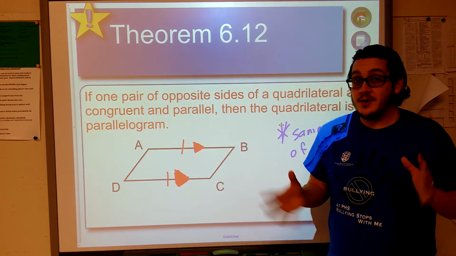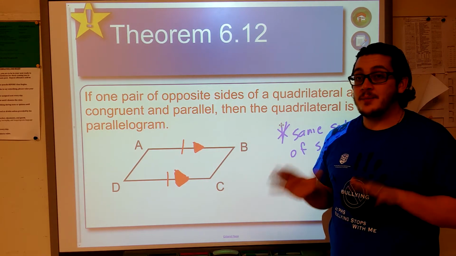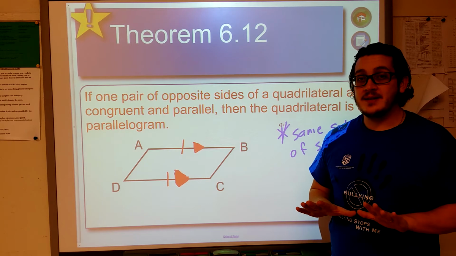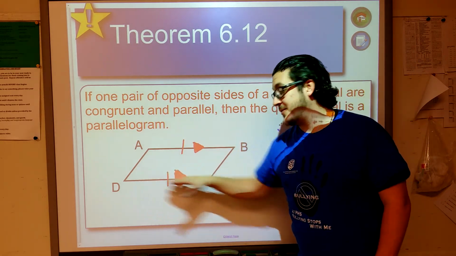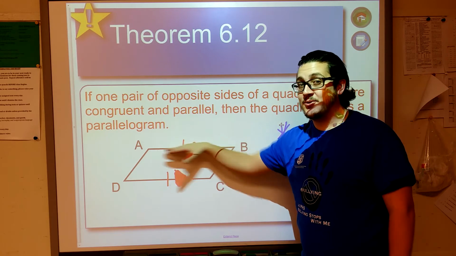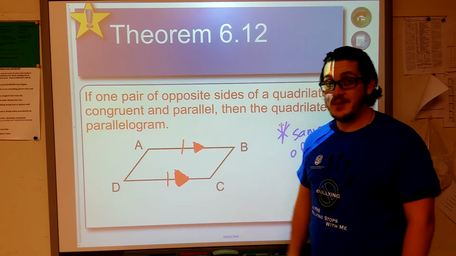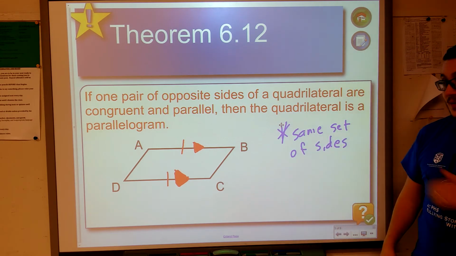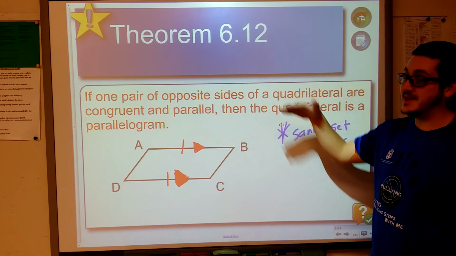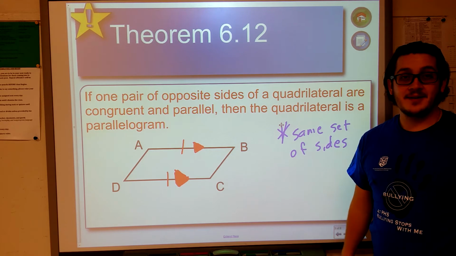It might be. You could have a parallelogram there. But you can't prove it in that case. But if you can show that AB is parallel to CD and also congruent to each other, AB is congruent to CD, then you know you have a parallelogram. You can prove it. It's guaranteed. That's what this is saying to you. You're allowed to say that.